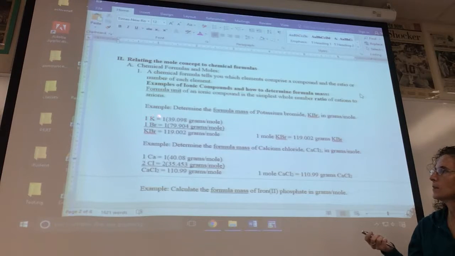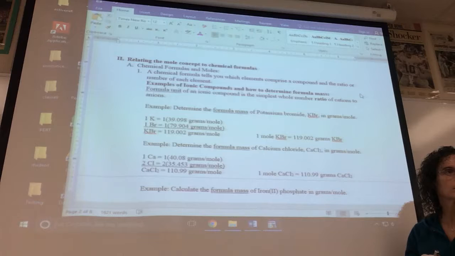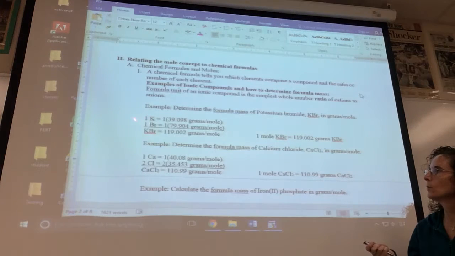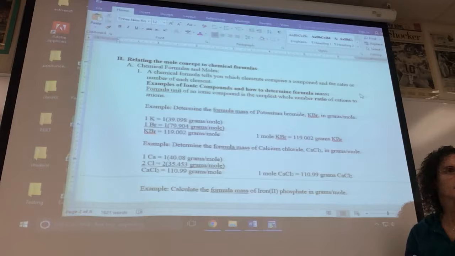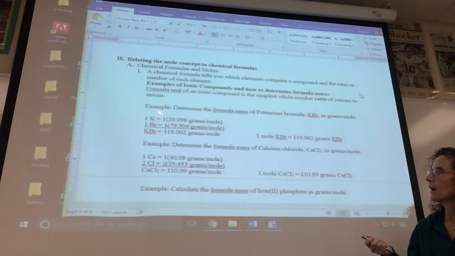1 potassium, so I have 1 of them. The molar mass of potassium off the periodic table. We have 1 bromine atom, 1 of them, molar mass of bromine. To get the formula mass of the ionic compound, 1 times 39.098 grams per mole plus 1 times 79.904 grams per mole.